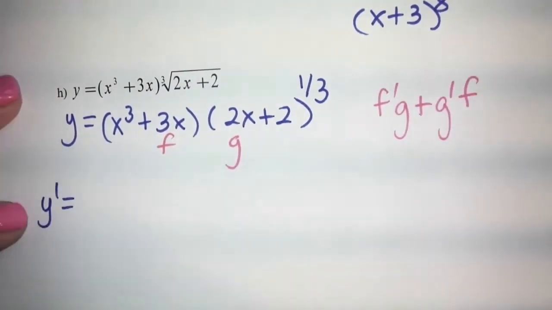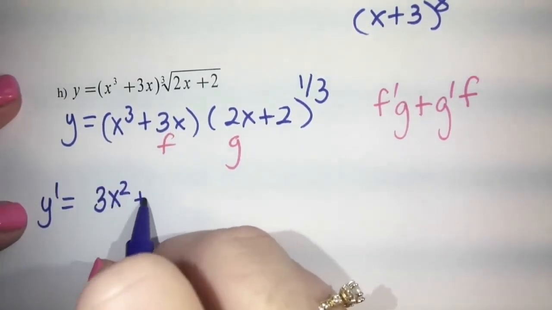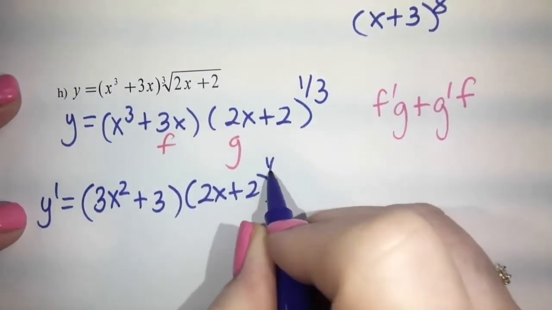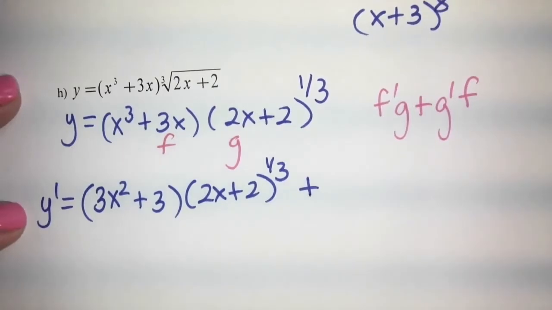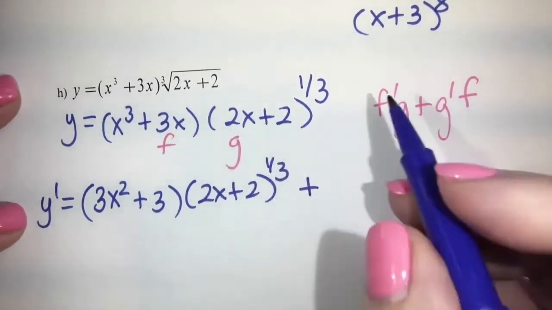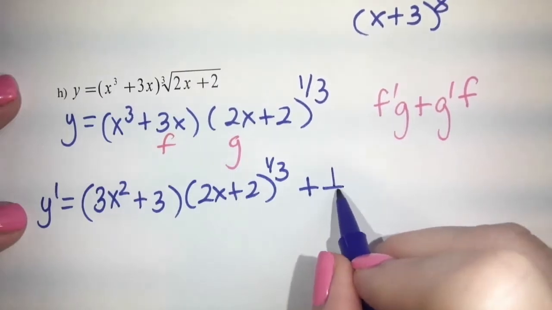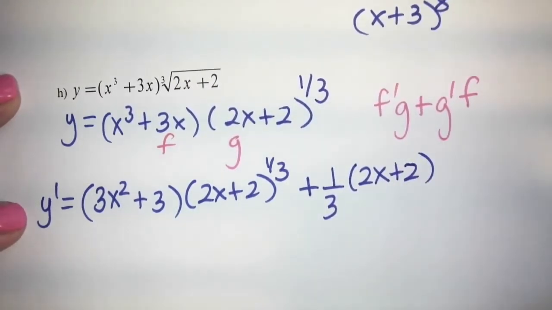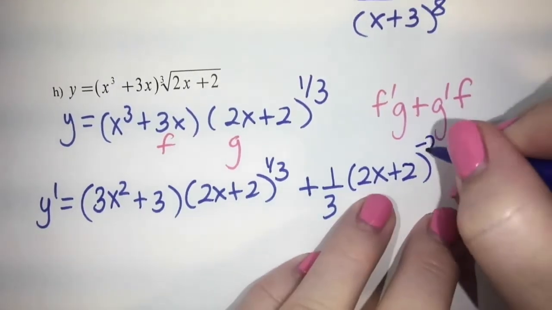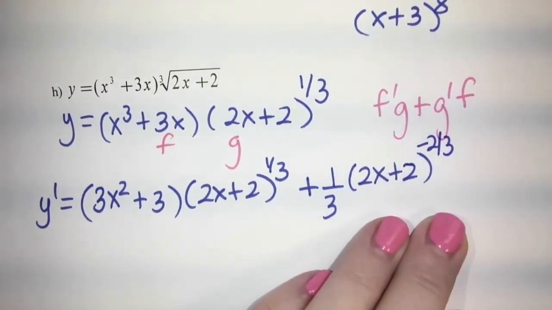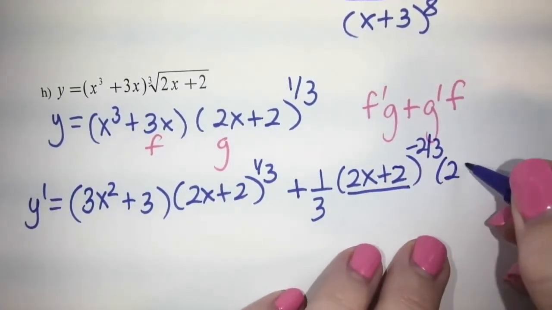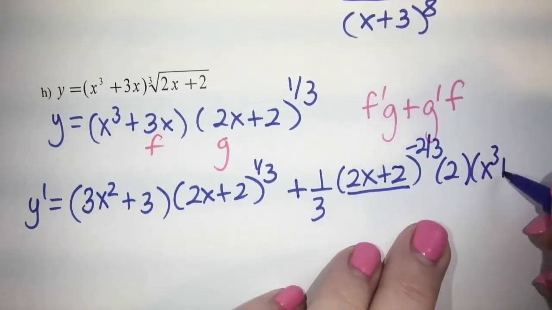So y prime, derivative of the first, derivative of x cubed plus 3x would be 3x squared plus 3 times the second, left alone, 2x plus 2 to the 1/3, plus derivative 2x plus 2 to the 1/3, so chain rule 1/3 out in front, times the bracket to the third minus 1. So 1/3 minus 1 would be negative 2/3, times the derivative of what's in the bracket, which would be derivative of 2x plus 2 would be 2, and then times the first, x cubed plus 3x.